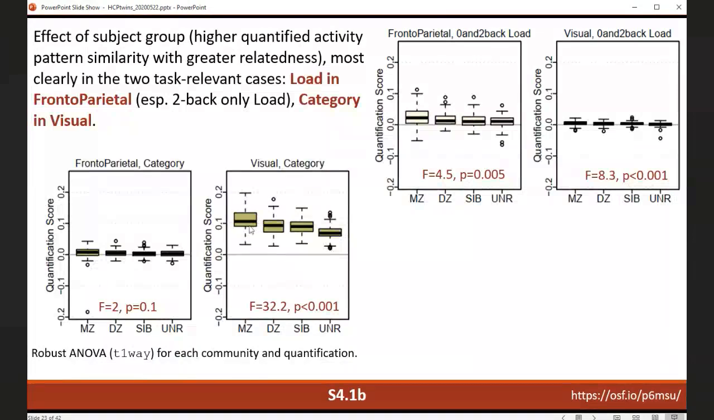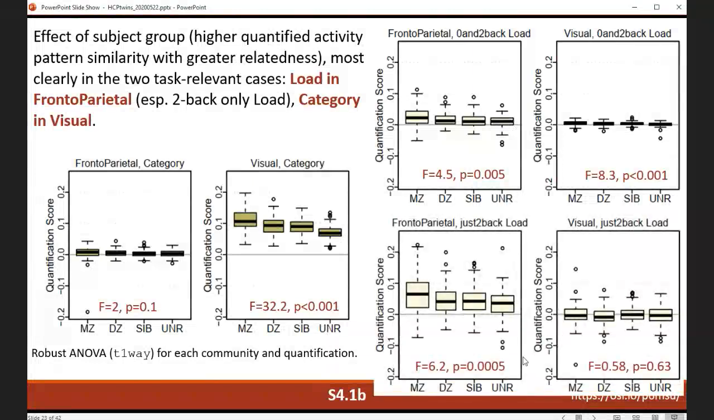So here you can see how strong the effect is. And you can, but this one, it's not much of anything. And here it's not as strong as with the category and visual, but you can still see a distinct downhill trend.